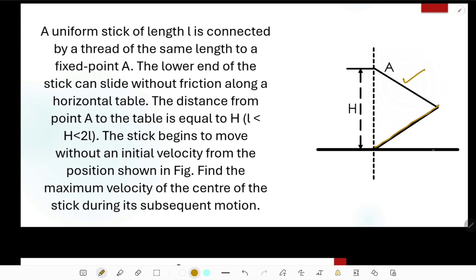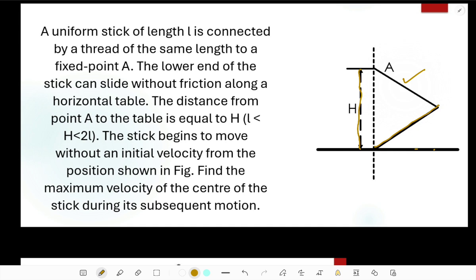The table you can see here. This is the table, and the distance from the point A to the table is equal to h, h being this length, and this lies between L and 2L, and that is quite convincing in this case. It looks convincing because it must be. The stick begins to move without an initial velocity from the position shown in the figure. Find the maximum velocity of the center of the stick during its subsequent motion, and this is the problem.